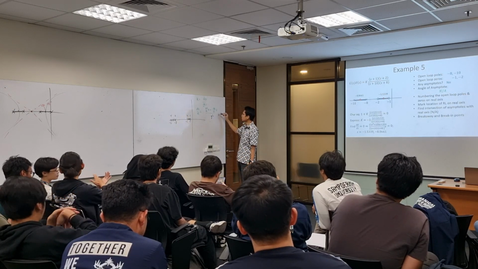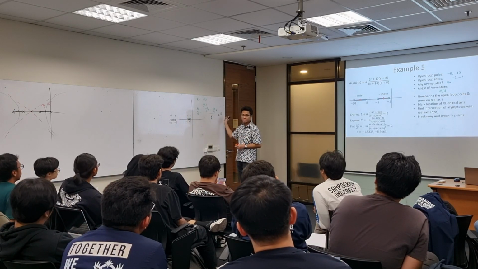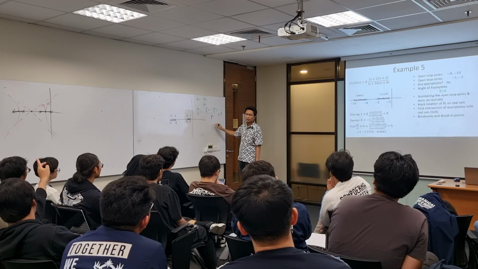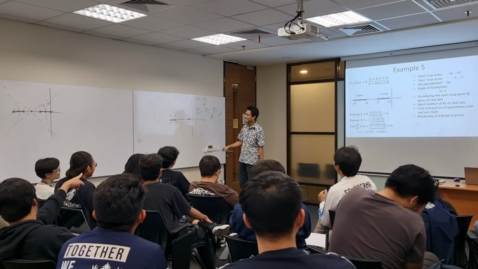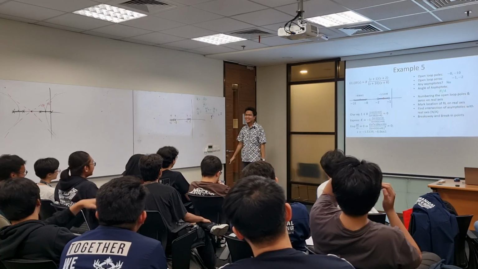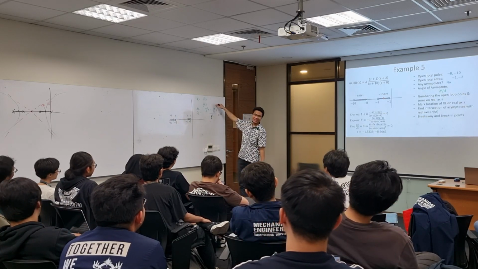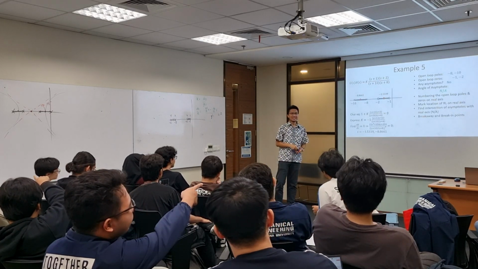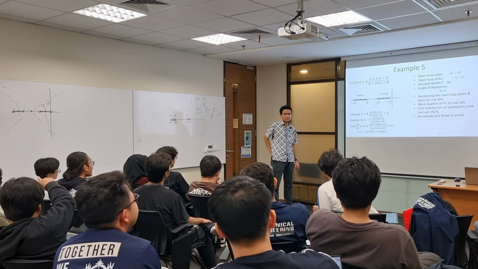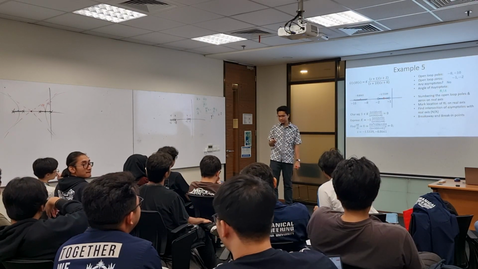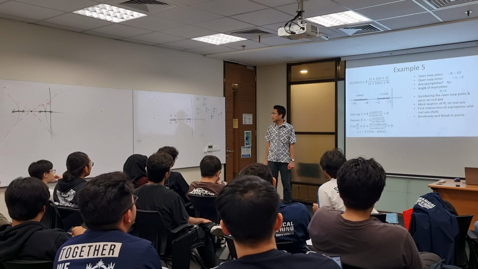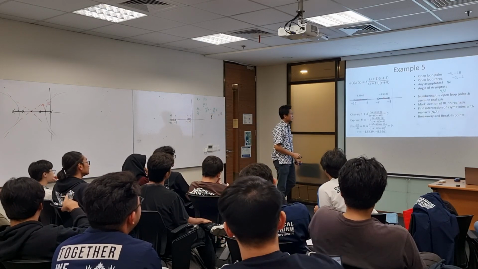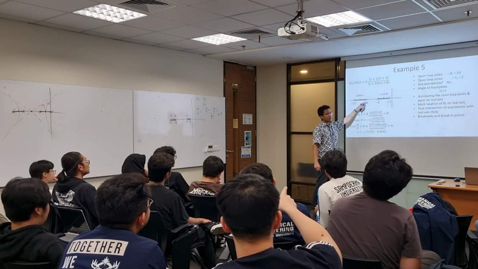So if you want this to be zero, which one do we take? Is it the top one or the bottom one? The top one. This will be zero if the top one is zero. The g is important here. All right. So that's the location of the breakin and breakaway points.